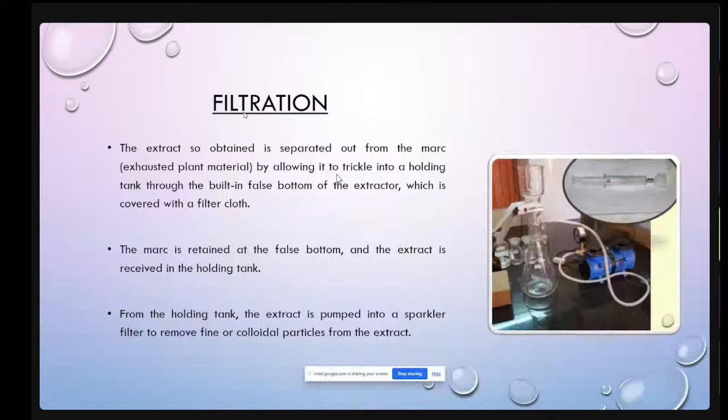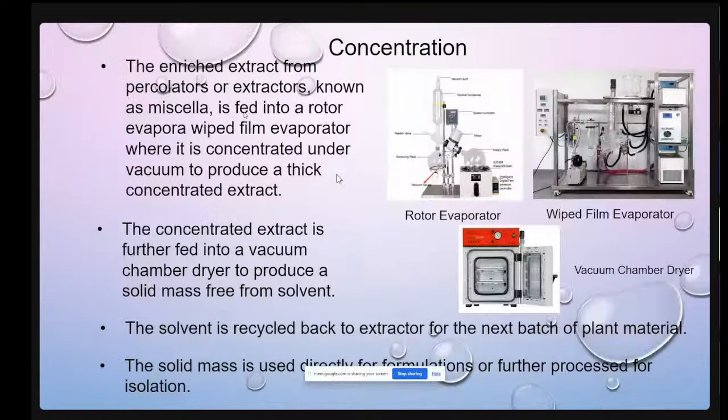After this, we have to filter our extract, also by many types of filtration process. It depends also on the type of the extraction process. After the filtration, sometimes we have to run a concentration process, where we concentrate the extract and further feed it into a vacuum chamber dryer to produce a solid mass free from solvent.